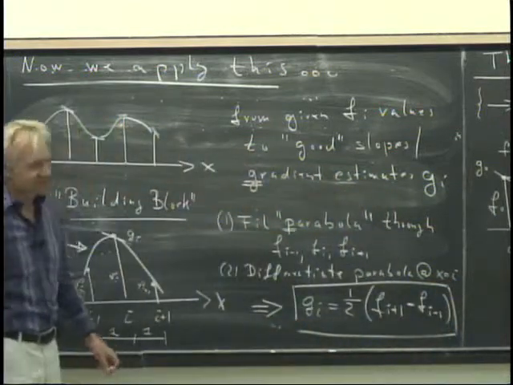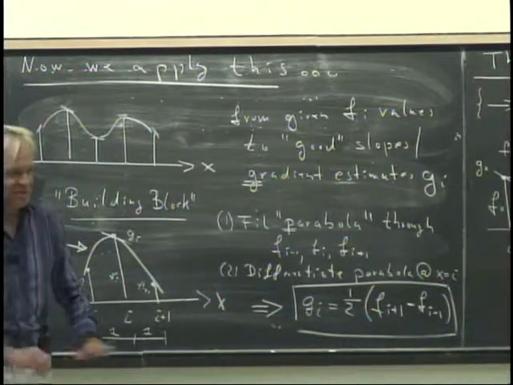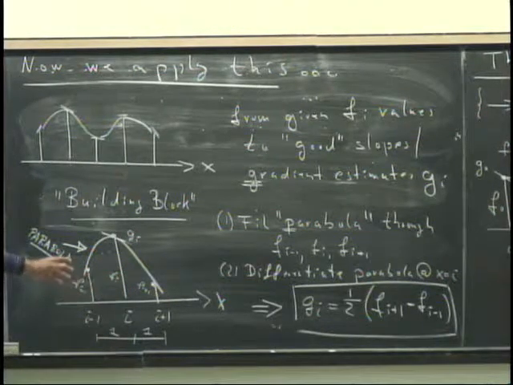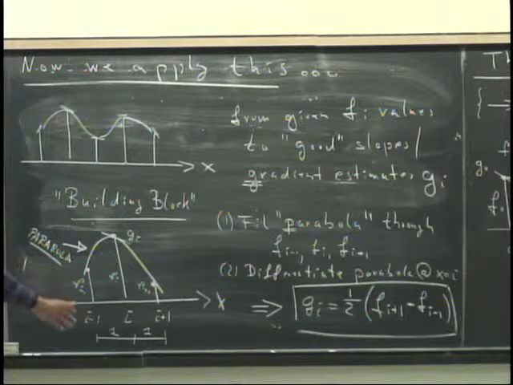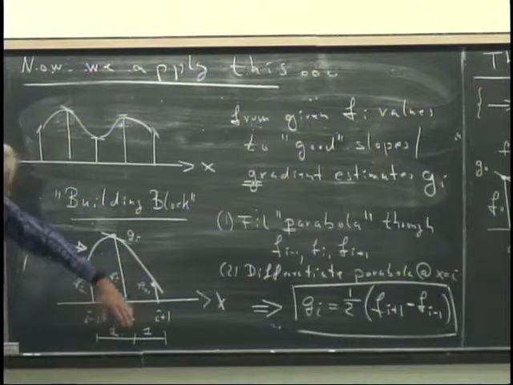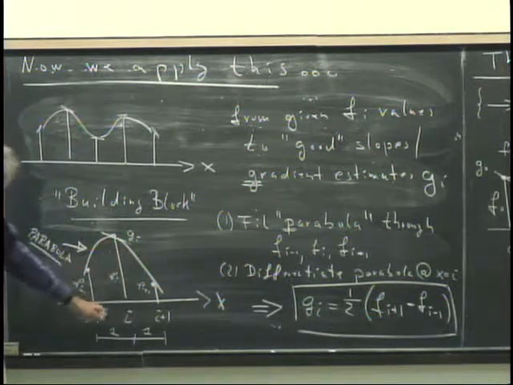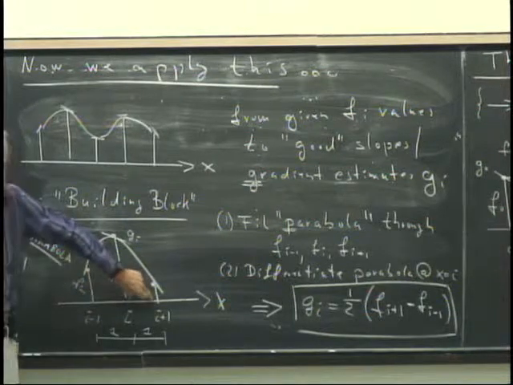for getting derivatives in computer graphics. That's just the formula you see there all over the place. Who has seen this formula before? It's always 1/2 times right minus left. Come on, you all have seen that, right? This is where it comes from. There's an implicit fit of a parabola. This thing is differentiated at the middle, and the assumption is that the spacing is 1 unit.